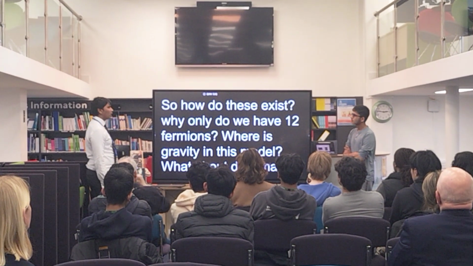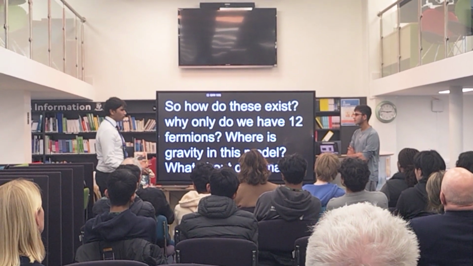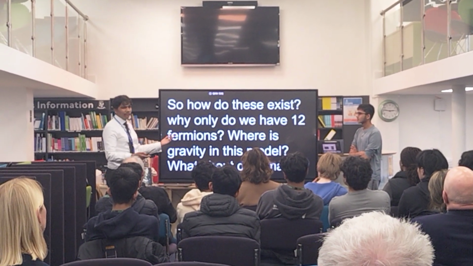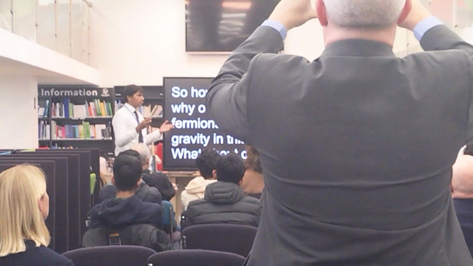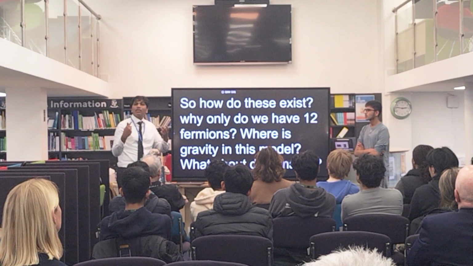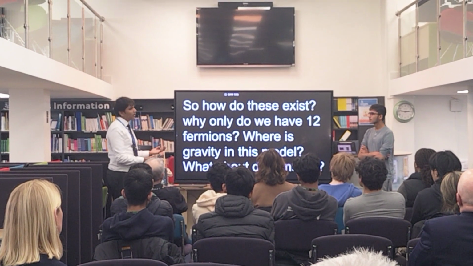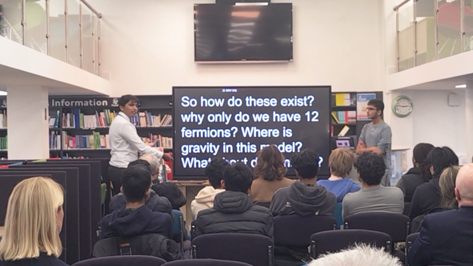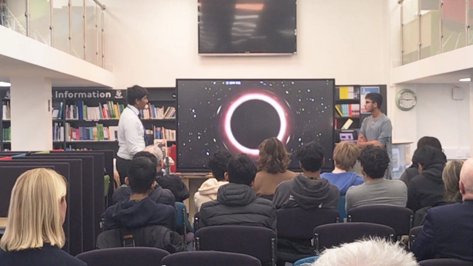But these are the things it can't explain. Why do they exist? Why only 12? Where does gravity come in? We didn't see a graviton. And what about dark matter? We've all heard about it. We know it exists. We can see its mass and how it affects how quickly galaxies spin. But it's not explained here. Like any model, all models have limitations, and this is one of the limitations.